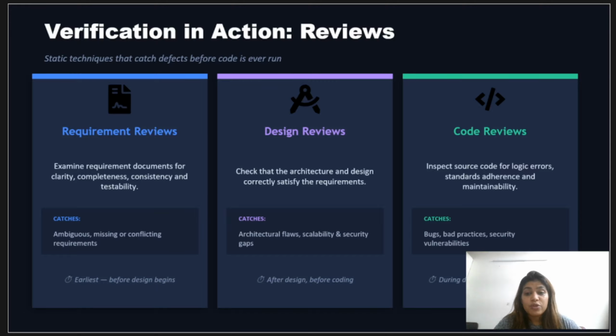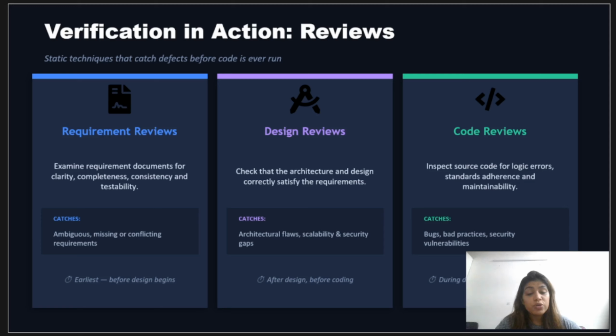Then there are design reviews. Once the design and architecture are drafted, we review them against the requirements. Does this architecture actually support the required 10,000 concurrent users? Are there security holes? Is it maintainable? Fixing a design flaw on paper is far cheaper than ripping out built code.